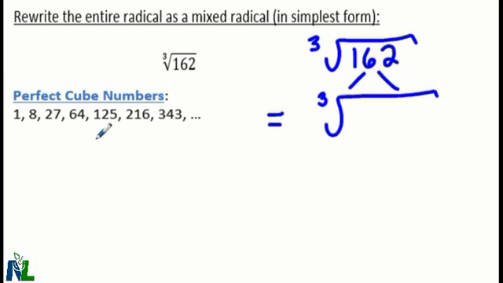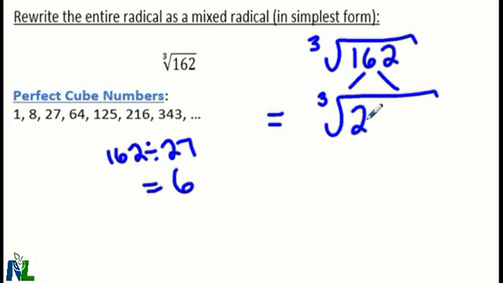So from the list below, if you need to take your calculator, you can divide 162 by each of these numbers to see which one would work. And when I divide 162 by the number 27, I get the number 6. So I'm going to use 27 times 6.